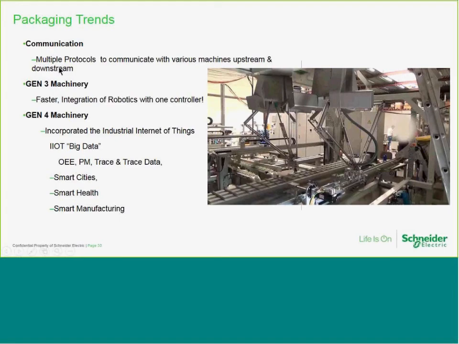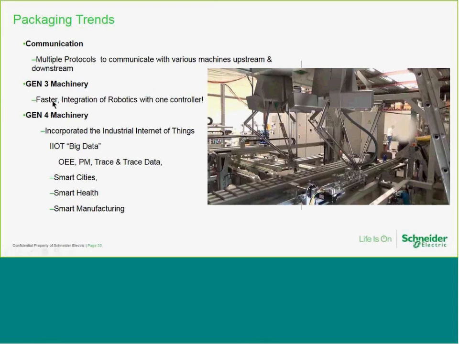Packaging trends: multiple protocols to communicate with various upstream and downstream machines. We have standard on our high-end controls 3 different protocol systems. With the Machine Edition software, we communicate OPC. They also have a driver to native code to get the information out from our system very easily. We also have Ethernet IP, Profinet, EtherCAT, all sorts of different communication protocols.